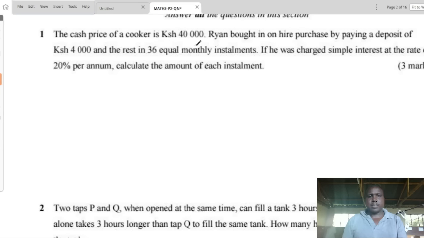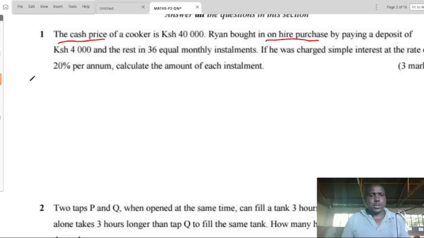It is Kenya shillings 40,000. This one was bought on hire purchase. So when hire purchase is combined with the cash price, there are things you need to know. I will show you that. A deposit of 4,000 and the rest in 36 equal monthly installments. If the simple interest is at the rate of this one, calculate the amount of each installment.